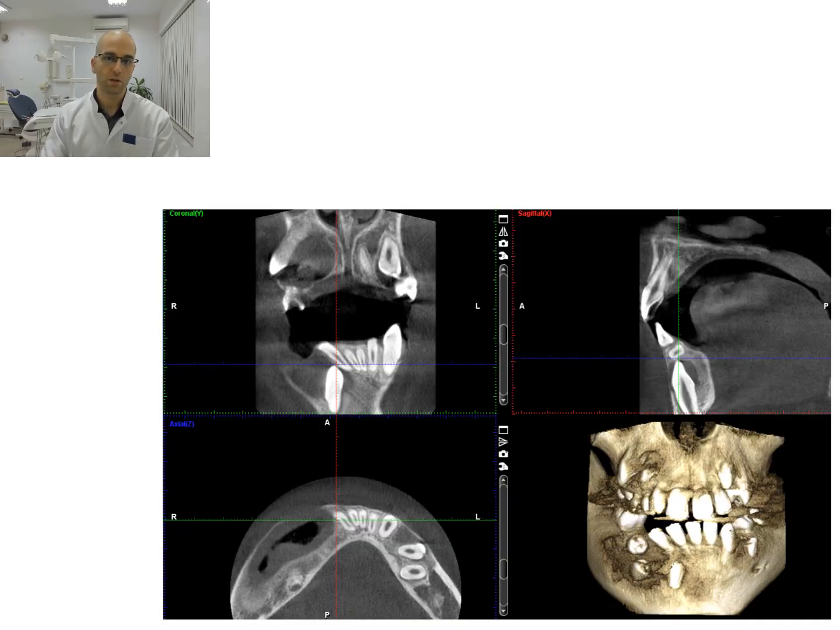The different cuts from the CBCT were extremely important to me because I wanted to make sure that I would plan the tooth movements in such a manner that I would not collide the roots of the lower incisors with the impacted canine and subsequently cause a resorption of the roots.